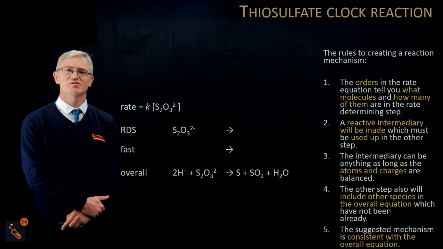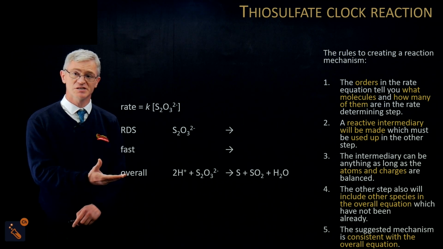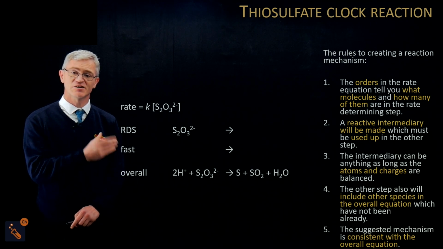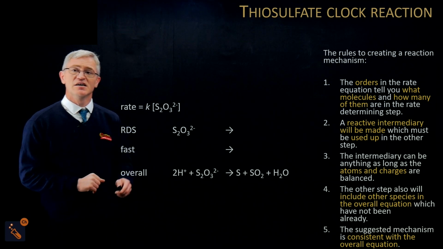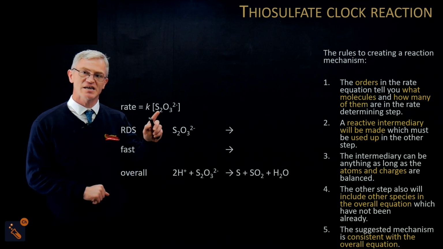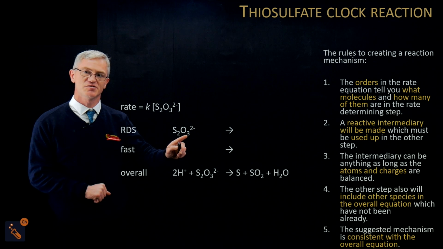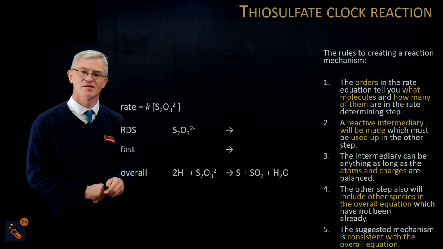Now, let's go to our next example. And again, stop the video, try and do it yourself. Okay, there are 2 ways of doing this. So see if you can come up with both ways. Now, if you look at this, S2O3 2 minus, S2O3 2 minus. So it's 1 molecule of this, 1 molecule in the RDS, because this is the first order.